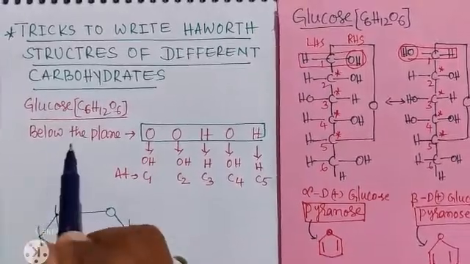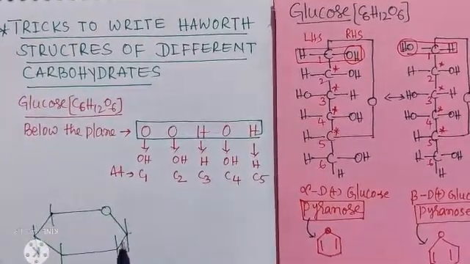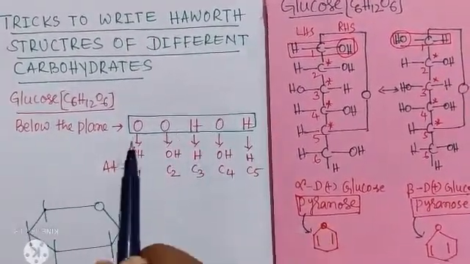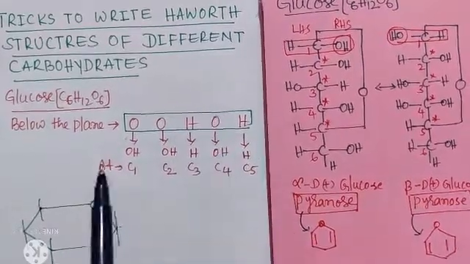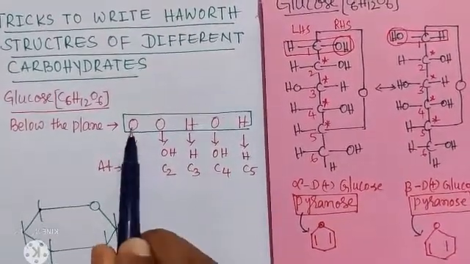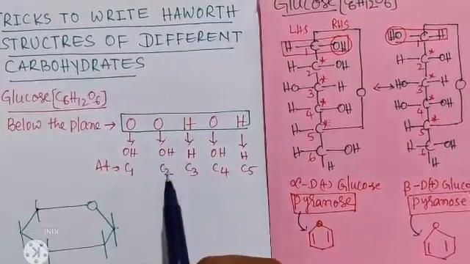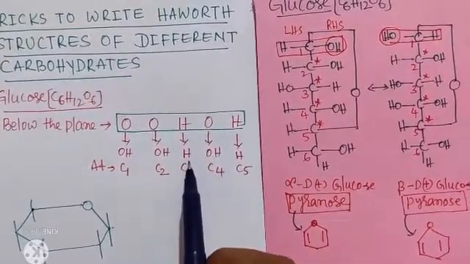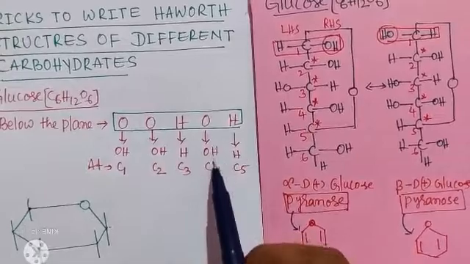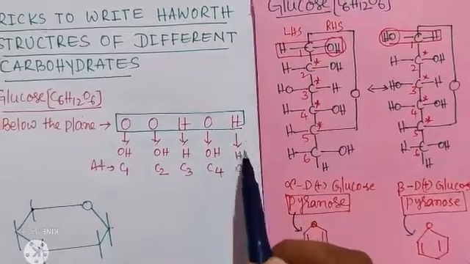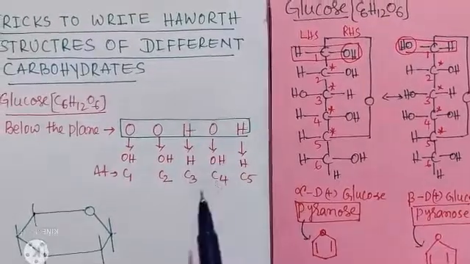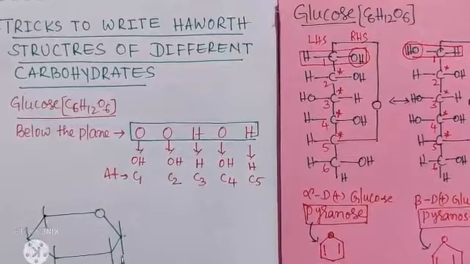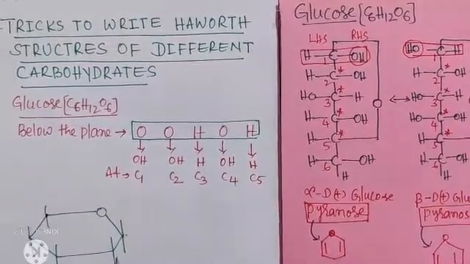That is, below the plane of this carbon, OOHOH, just remember OOHOH. This O at the C1 carbon atom, O represents OH. At the C2 carbon atom, O represents OH. H represents H only at C3. O represents OH at C4. Here H represents H only at C5. Okay. Anyhow, draw the simple hexagon like pyranose like this.